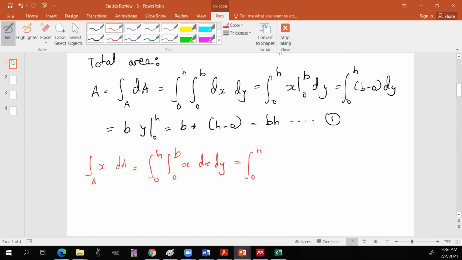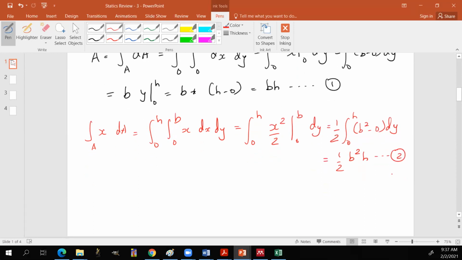X squared over 2. So this becomes x squared over 2. Now you're going 0 to b, dy. Pull that half outside, 0 to h. You end up with b squared minus 0 times dy. And that ends up being equal to 1/2 of, so dy from 0 to h is just going to be h, right? So you end up with half b squared h. So let's call this expression equation number 2.